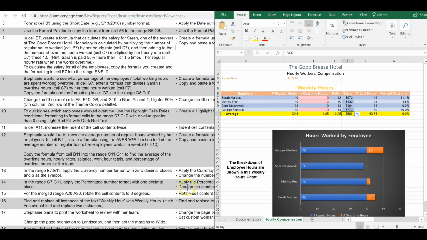The next thing you missed was changing the fill color of cells E8. So I'm going to click on cell E8 and E10. So I'm going to hold the control key down so I can select non-adjacent cells. So E10, G8, G10.